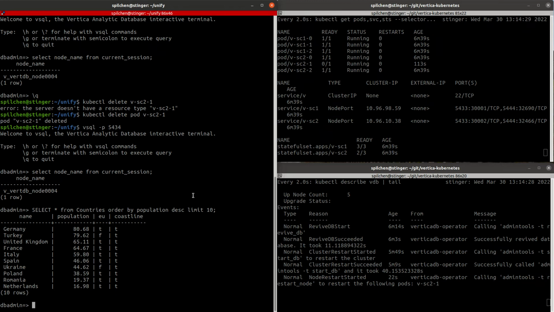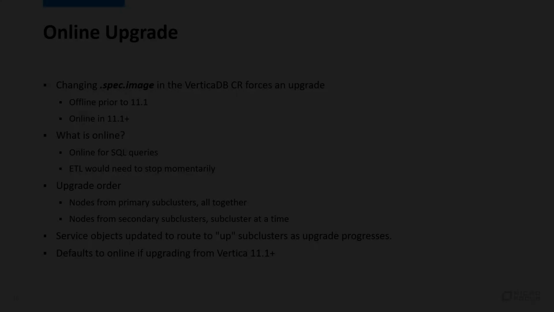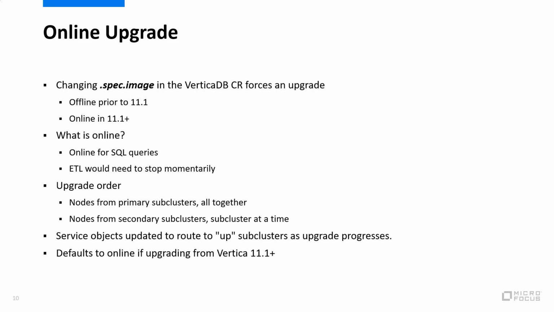And that just gives you a flavor for some of the basic intro stuff to the custom resource. So now we'll talk a bit more about some of the more advanced features. The first advanced feature I want to show you is around upgrade. The VerticaDB custom resource has a parameter that lets you specify the image to use. So whenever this image changes, it forces the operator to go through upgrade logic.